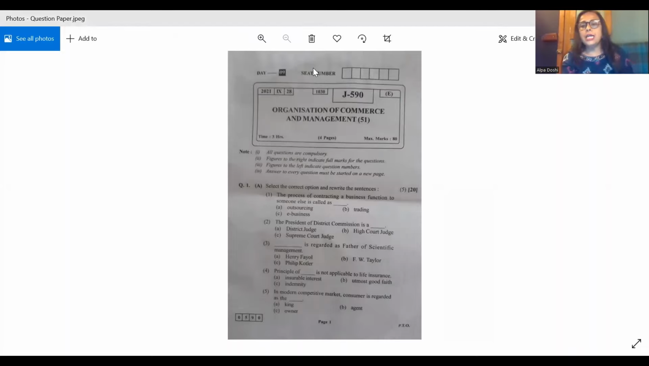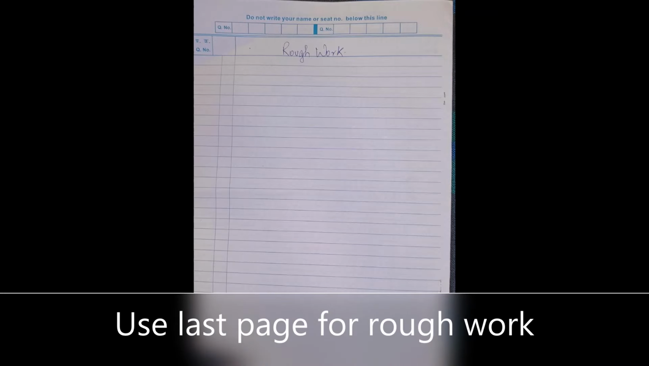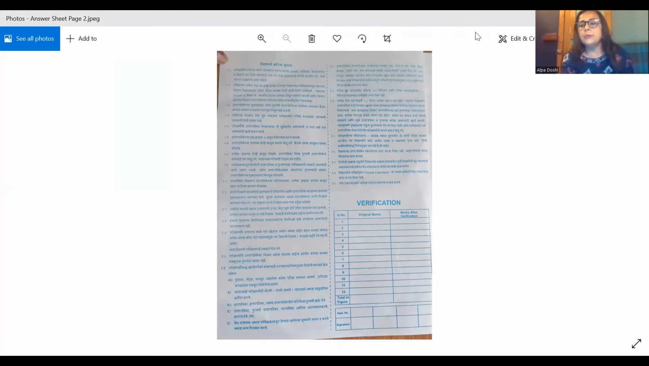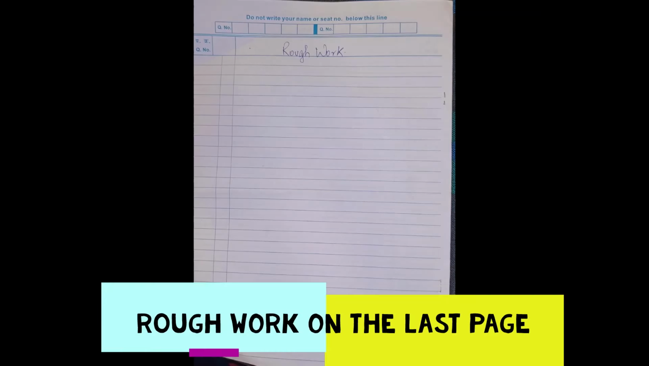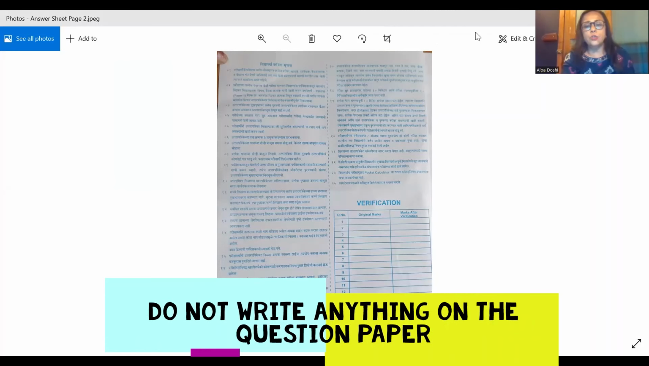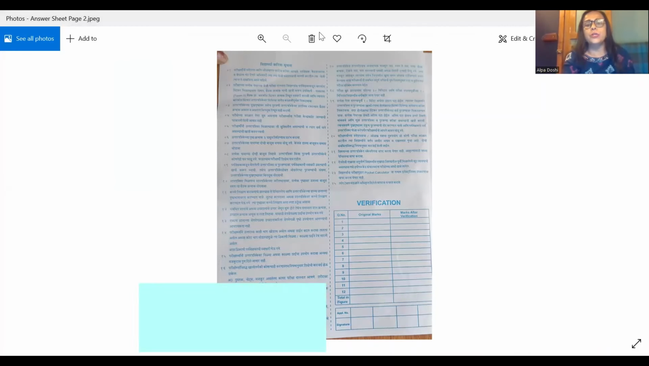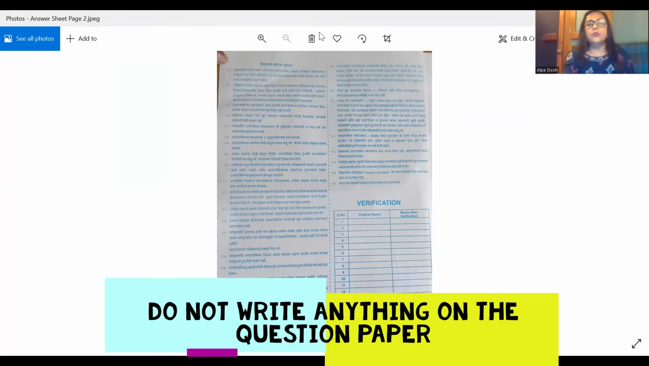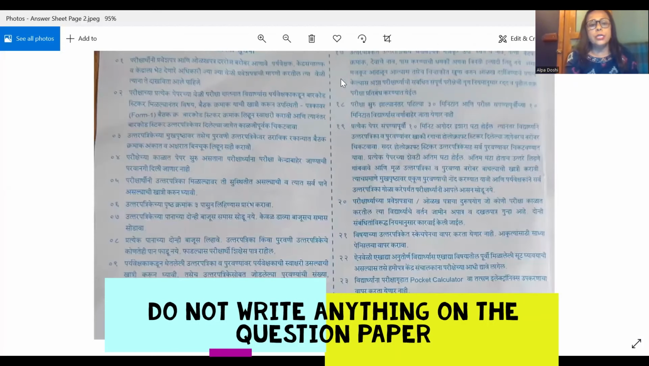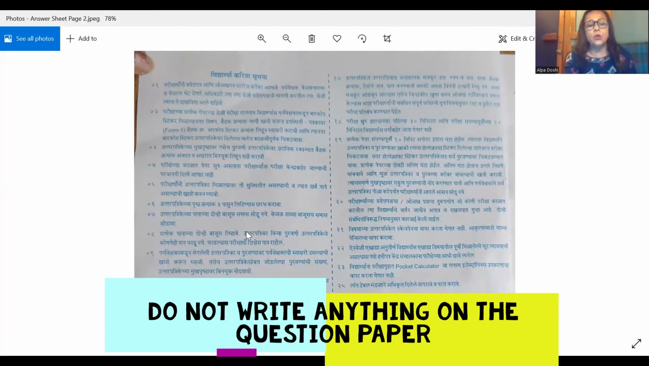Also, on the last page of your paper, you will be writing just the words "rough work". Okay, so anything which you want to do, calculations, anything which you want to figure out, you want to revise the points, whatever may be the thing, please make sure that you're doing your rough work only on the last page and not anywhere else.